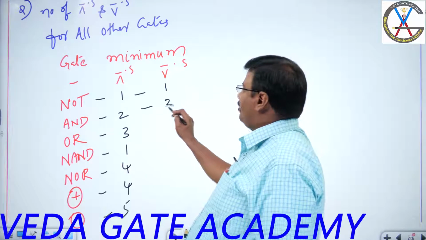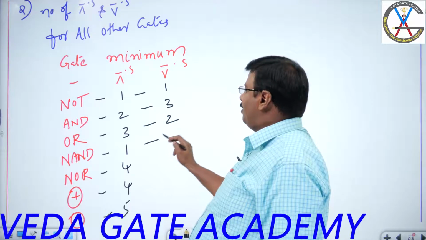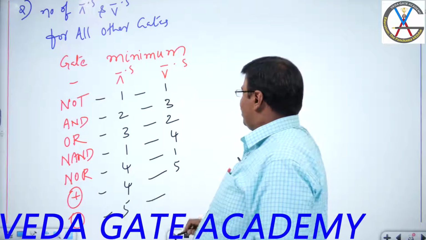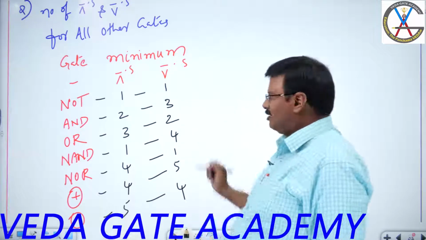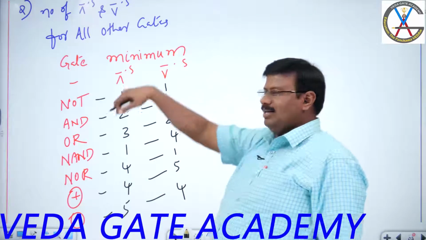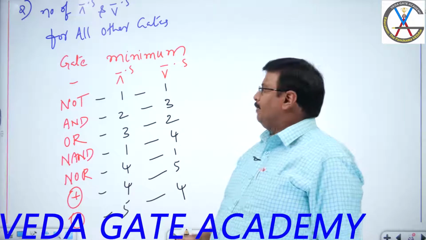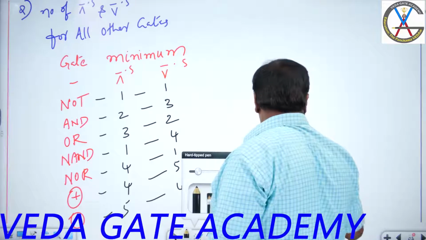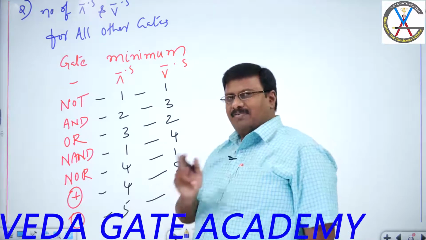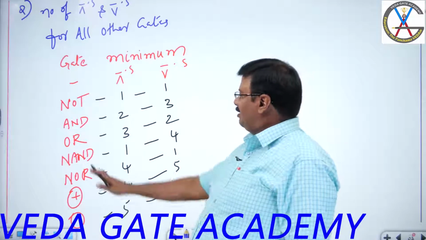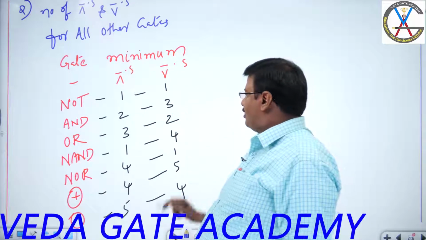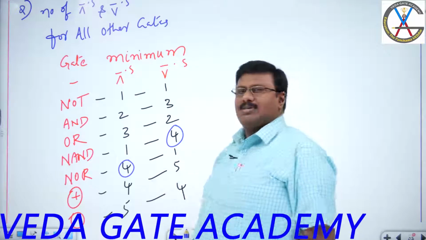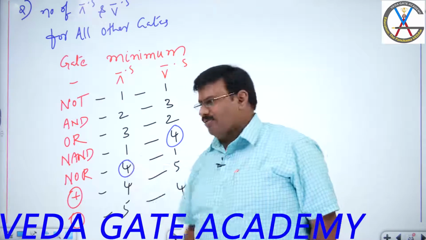AND by NOR, 3. OR by NOR, 2. NAND by NOR, 4. NOR by NOR, 1. XOR by NOR, 5. XNOR by NOR, 4. Hope you'll remember all this. You don't need to learn it by heart; we already practiced these diagrams and you will remember them well. So I can say a few important questions here. Number of universal gates required to develop other universal gates: NAND by NOR, NOR by NAND. See the figure? NAND by NOR, 4. NOR by NAND, 4. So the number required to develop another universal gate is 4.